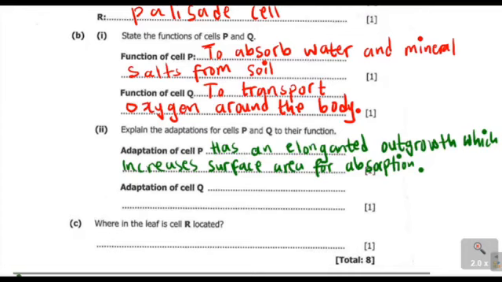Then for the red blood cells, we have said these are adapted to their functions by having a biconcave shape. So adaptation of cell Q, we are saying that it has a biconcave disc shape.